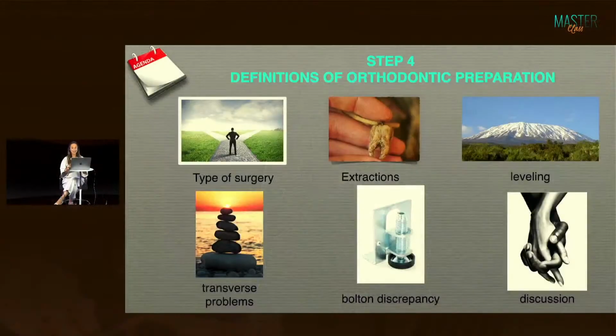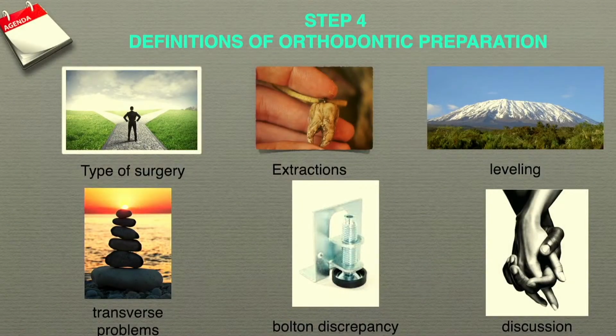And after defining if a case will be a surgical case or non-surgical case, the next step that I have to think about is the definition of the orthodontic preparation. What I will do to prepare this patient for the surgery. I have to understand and decide the type of surgery that I will suggest for this patient. Extractions, if I will indicate extractions or not. Leveling, transverse problems, bolt-on discrepancy, and the discussion.